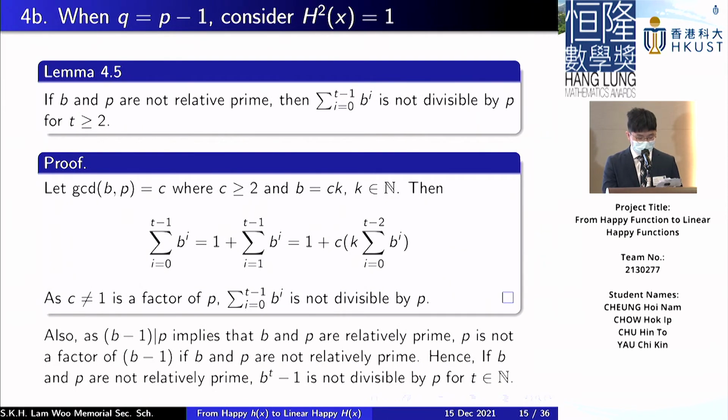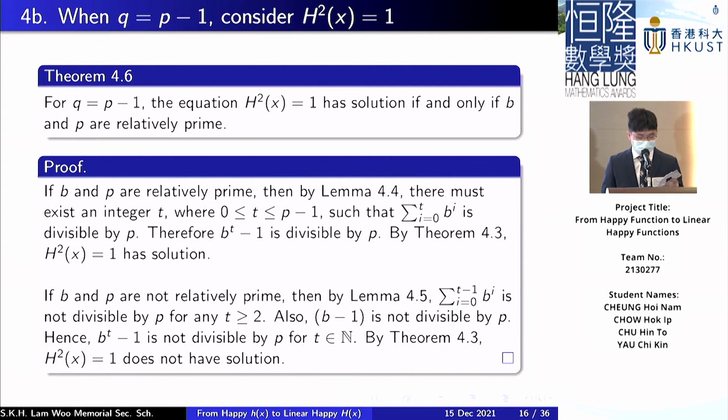Then we proved in lemma 4.5 that if b and p are not coprime, then this summation here is not divisible by p for any t greater than or equal to 2. Also, we proved that b minus 1 is not divisible by p. We can conclude that b to the power t minus 1 is not divisible by p.